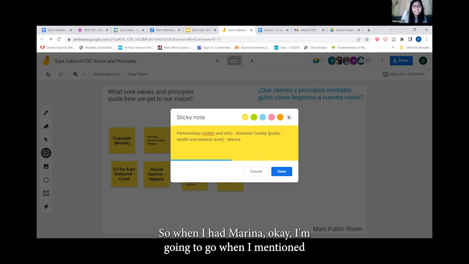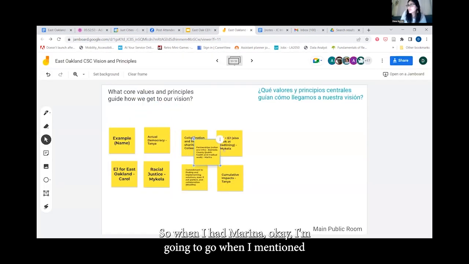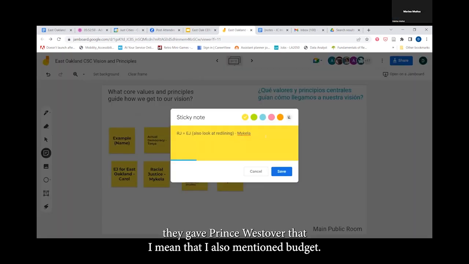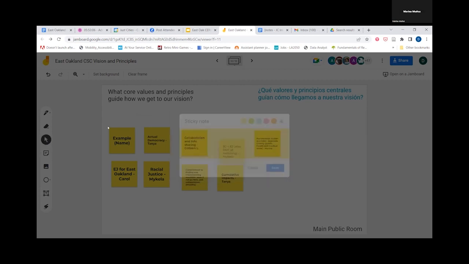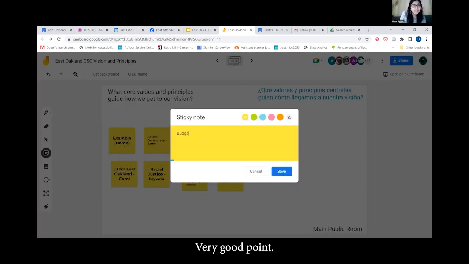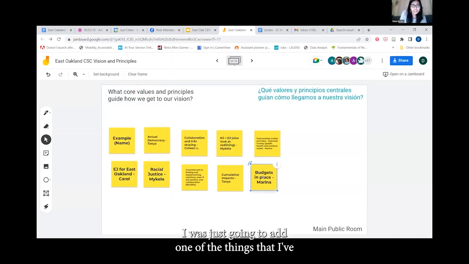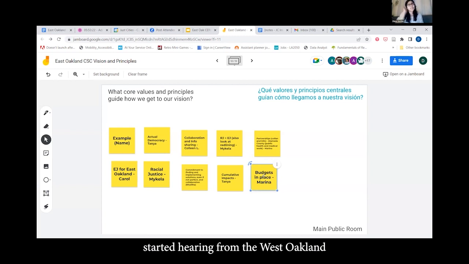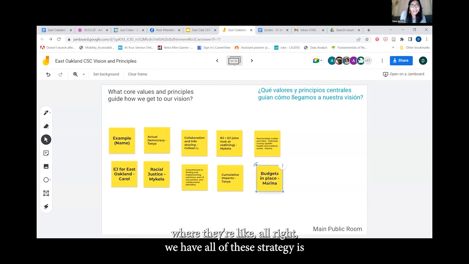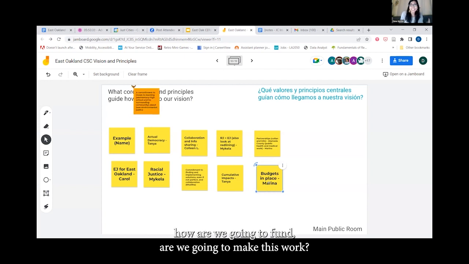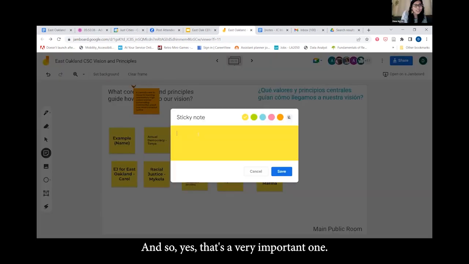Okay, just want to add Marina. Mira, y mencioné que presupuesto, ¿verdad? Did I also mention budget? I mentioned it because to do all that work, there has to be budgets. Thank you. Very good point. I was just gonna add one of the things that I've started hearing from the West Oakland climate action plan and their process is that they're getting to the point where they're like, all right, we have all of these strategies. How are we going to fund this? How are we going to make this work? And so, yes, that's a very important one.